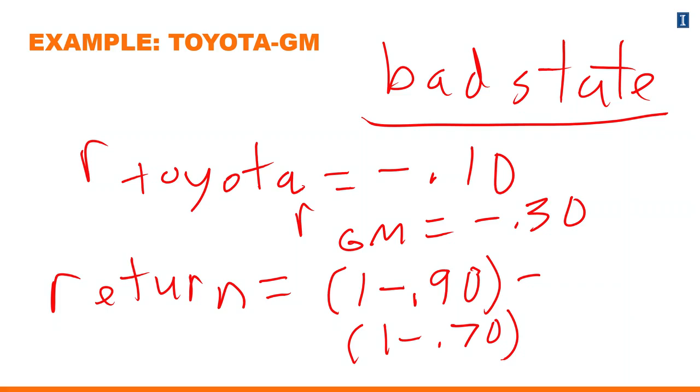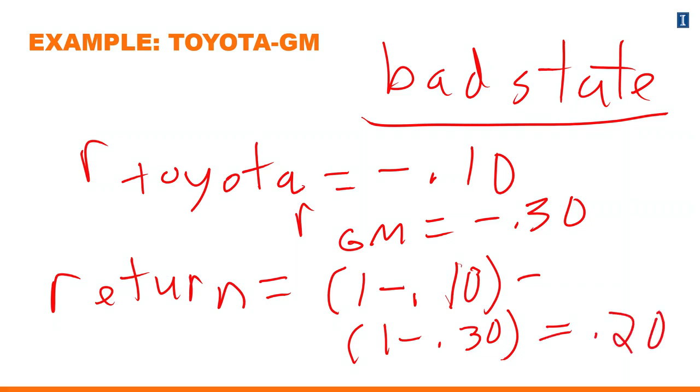Let me erase this here. I was kind of getting ahead. Toyota fell 10. General Motors fell 30. Toyota fell 10 to 90 cents. General Motors fell 30 to 70. You take the difference of the two. Again, that's a return of 20 cents.